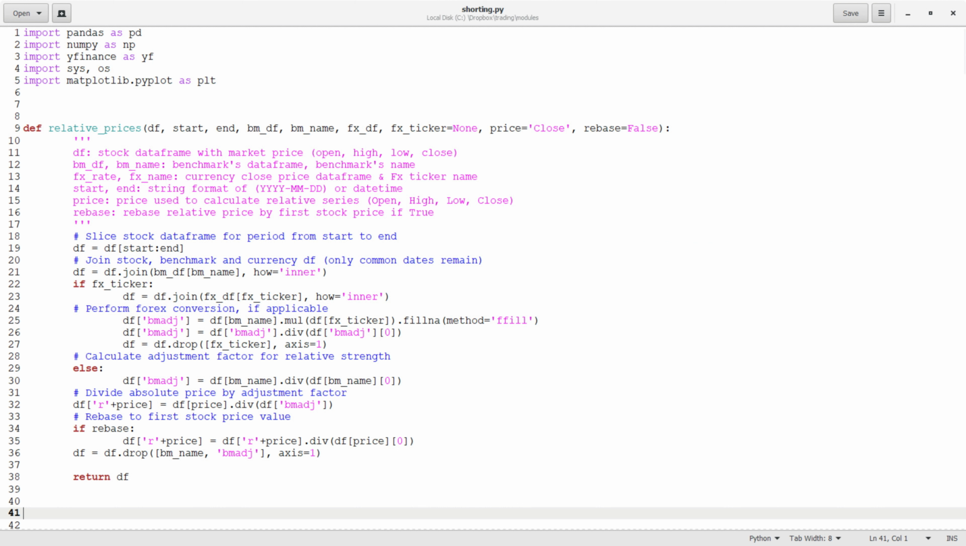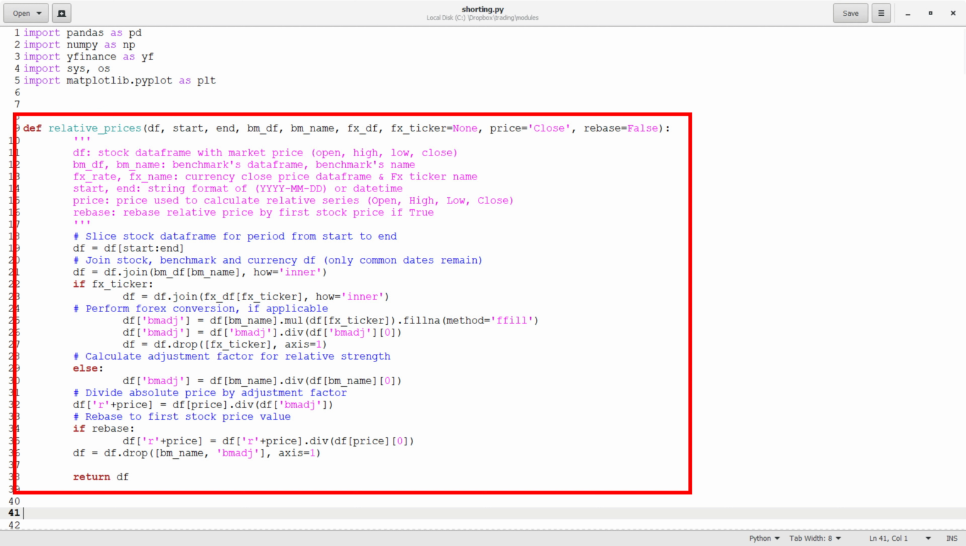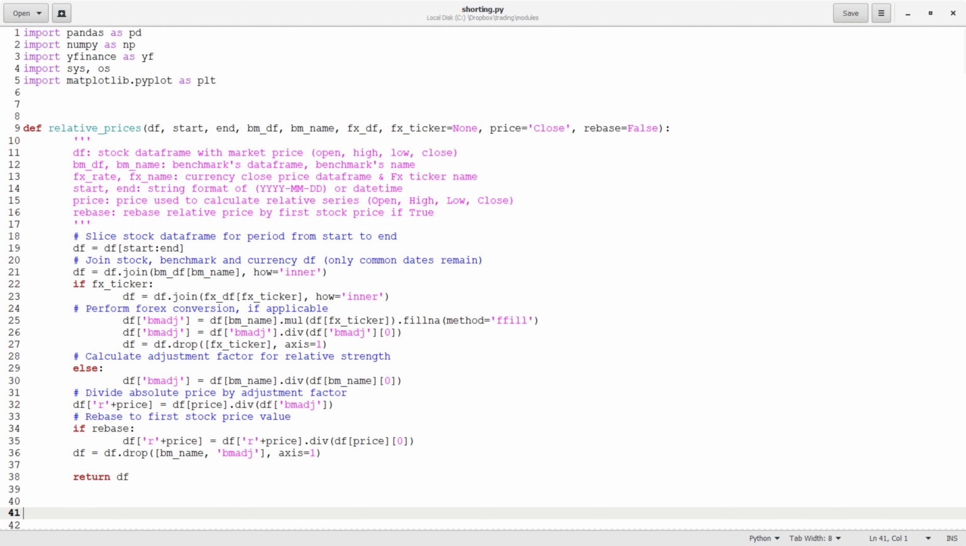This is the Python function that calculates the relative prices using pandas data frames. The inputs are the following. First is the data frame with stock prices. Then start and end inputs define the period for calculations. The next inputs are price series and a name of a benchmark. Then the data frames and name of foreign currency exchange rate follow. Price variable defines which price you want to use for relative series. Finally, the rebase input rebases the relative series by the first stock price observation. I will talk about the rebasing later.